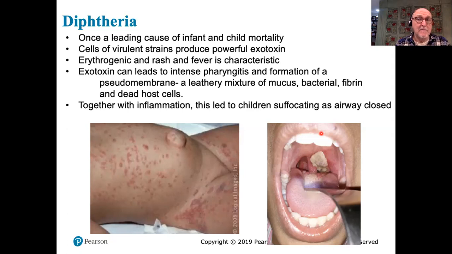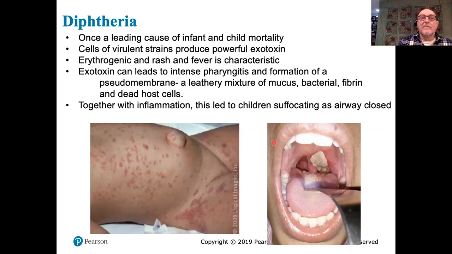It was once probably the leading cause of infant and child mortality. And in Victorian times, in the 1900s, for example, any family that had children could count on losing at least one child if they had several children. It was one of the reasons people had big families, was because they lost children. People lost children so regularly. Death from diphtheria was a regular part of virtually every household.